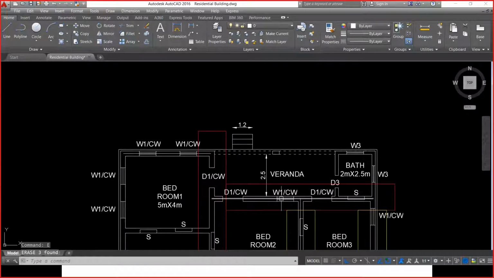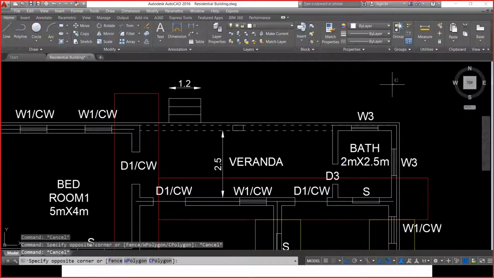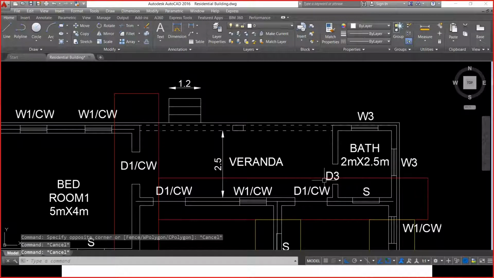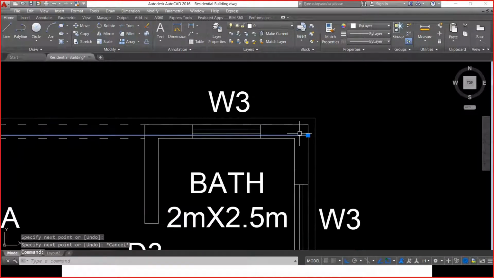Moving on to the next item, which is the back veranda. The backside veranda, we have the same case. We have a 120 centimeter long wall and we have two short walls of 20 centimeter thick. Let us start with the long wall now.